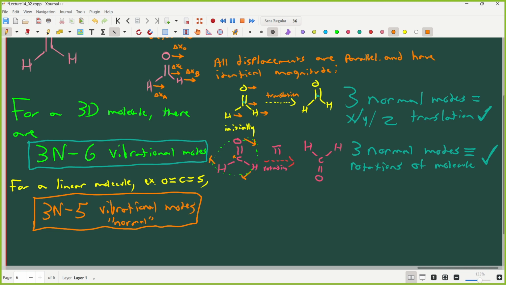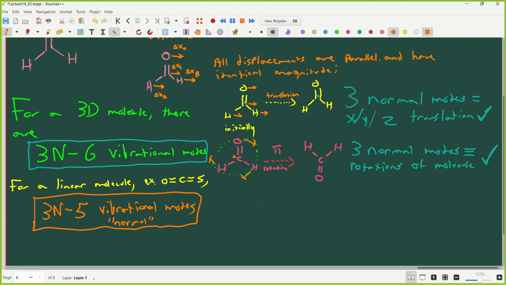What about OCS? OCS has 3 atoms, but it's linear, so there's only 3n minus 5 modes. So 3 times 3 is 9, minus 5, that's 4. OCS has 4 vibrational modes. I'm not going to show you what they are yet, because I'll sit down and calculate them and we'll look at them, and then I'll have Sean do an interpretive dance for you of them as well.